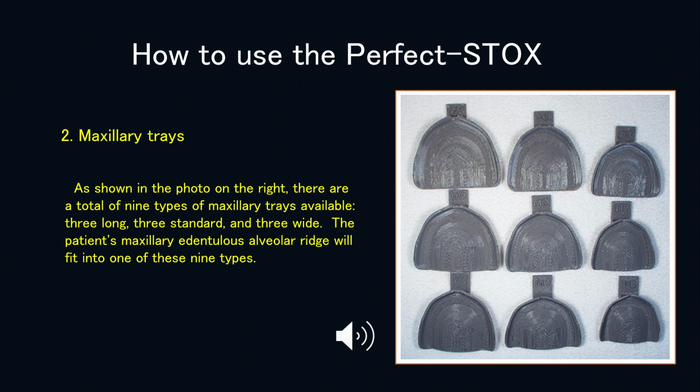2. Maxillary trays. As shown in the photo on the right, there are a total of 9 types of maxillary trays available. 3 long, 3 standard, and 3 wide. The patient's maxillary edentulous alveolar ridge will fit into one of these 9 types.